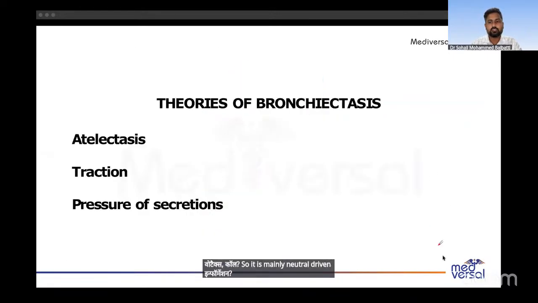Okay, so this is a bookish theory, that is, theories of bronchiectasis, which we used to study during our postgraduate time: atelectasis theory, traction theory, and pressure of secretion theory, which are not of much use in recent practice.